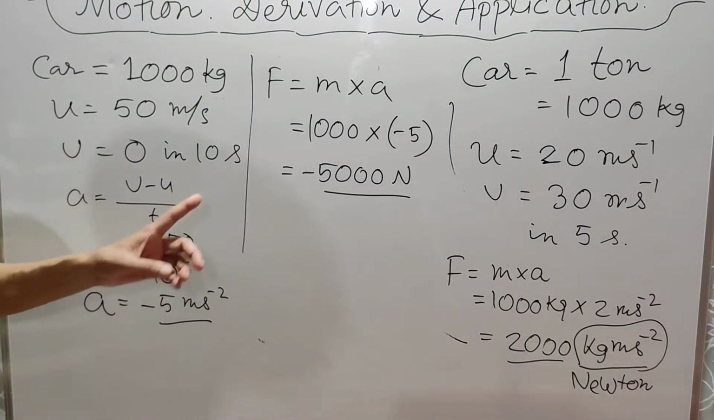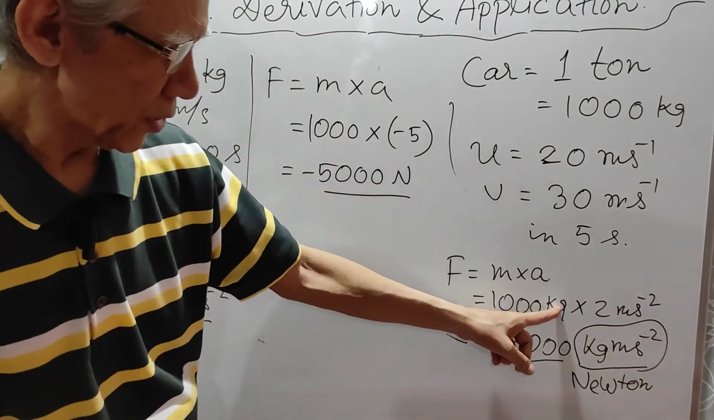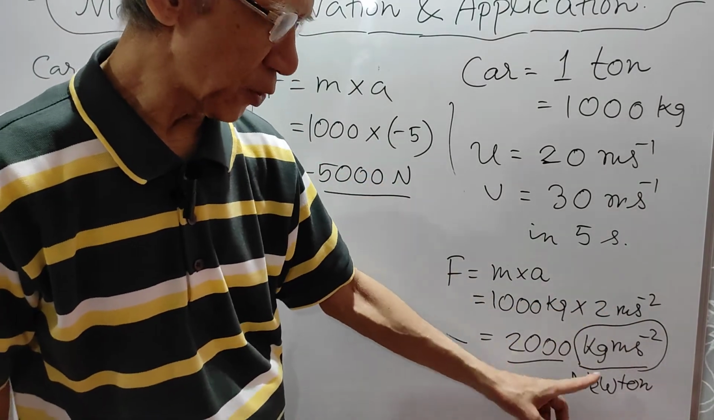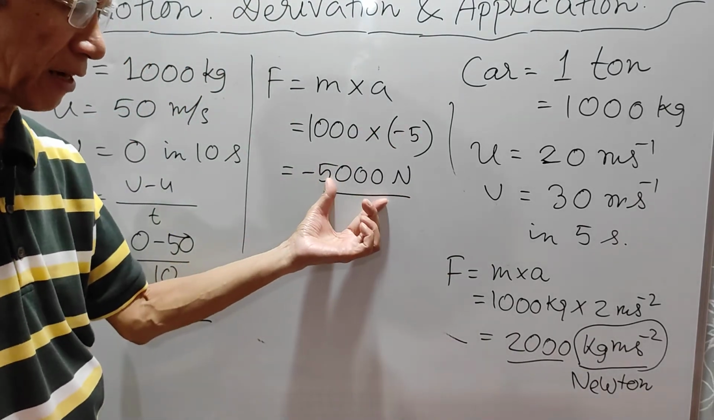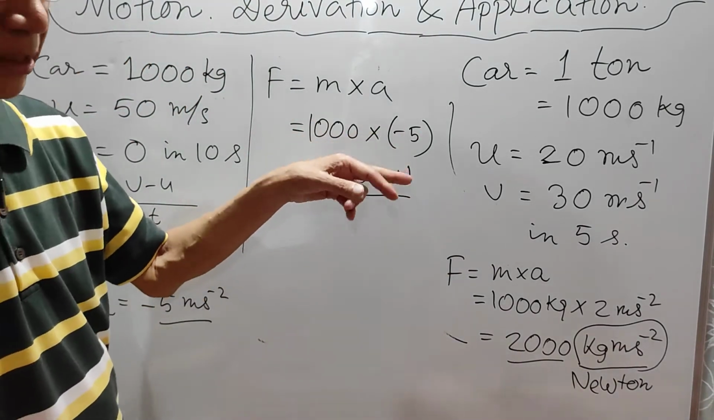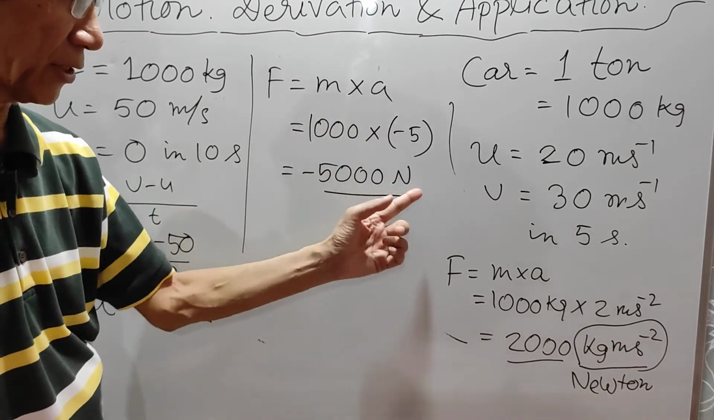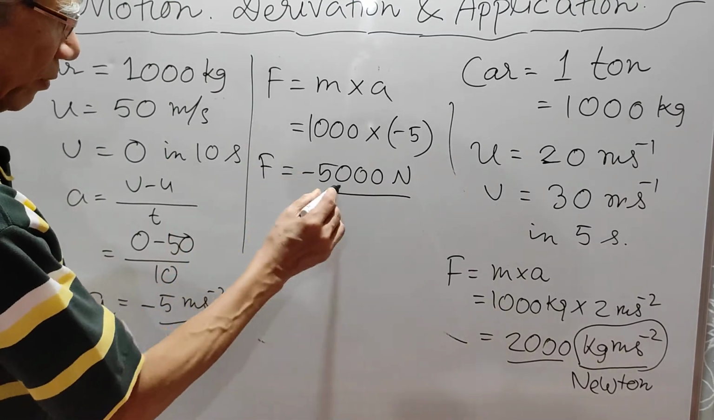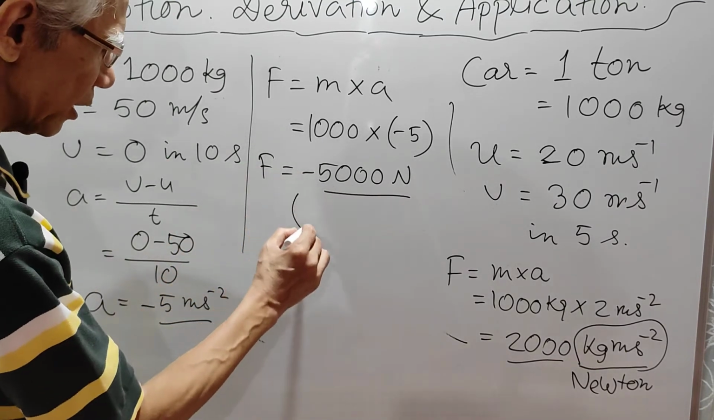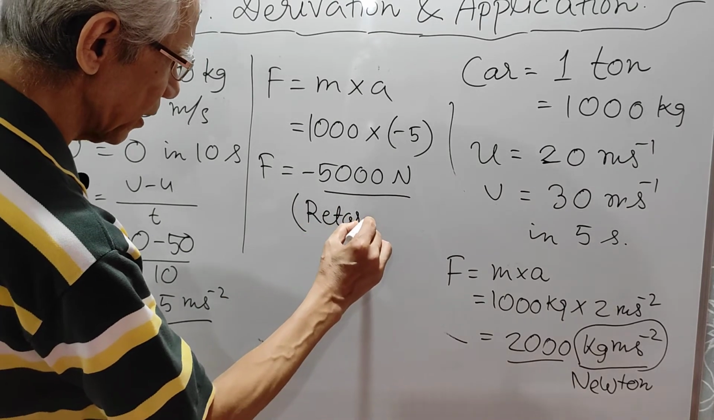All right. Now when you do the sum, you need not write the unit. These units I wrote just to show you, but in the exam don't write the unit. Write the unit only in the final answer. Do not write the unit when you are calculating in between. So F equal to what? Minus 5000 Newton. Now this minus implies retarding force, so write that within brackets: retarding force.